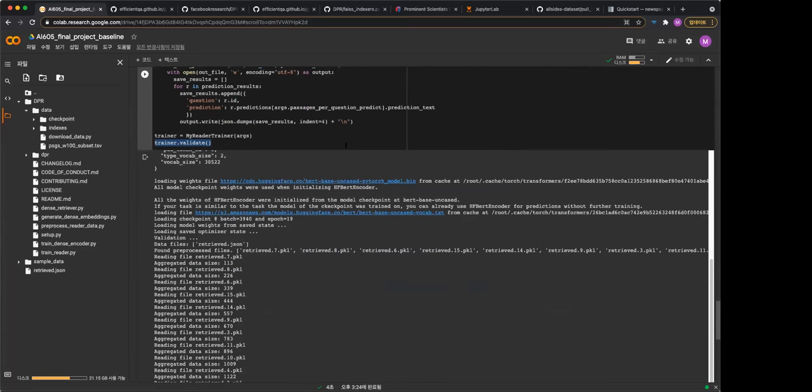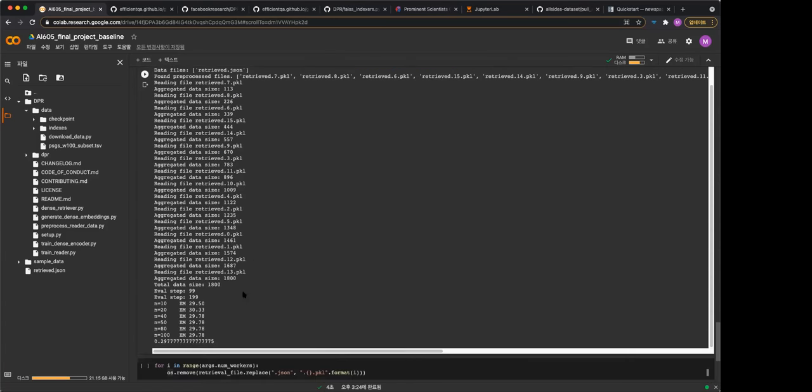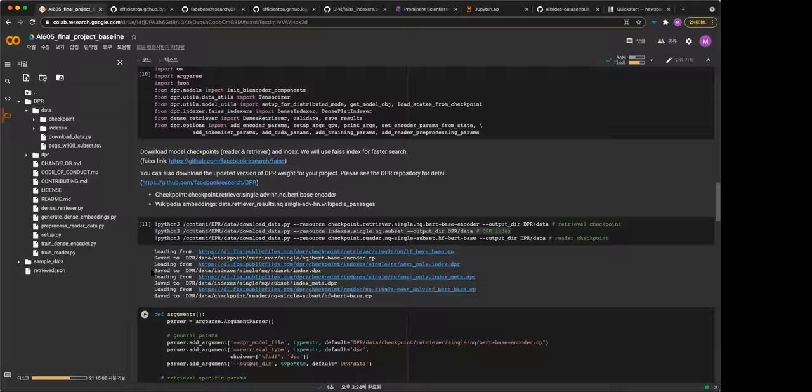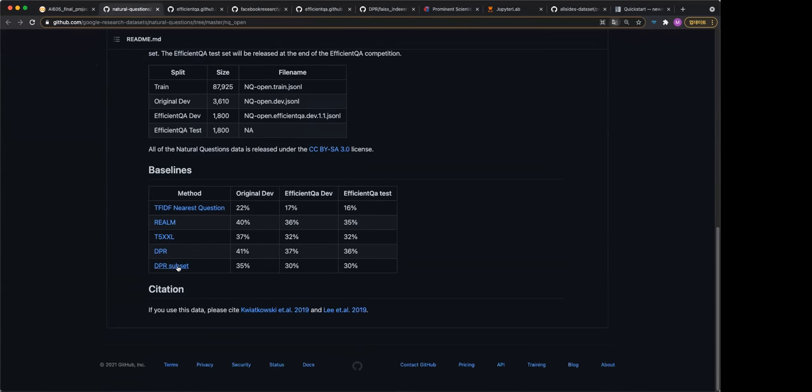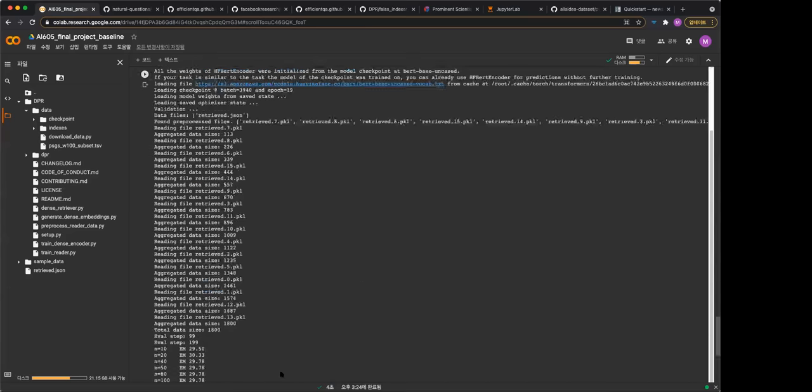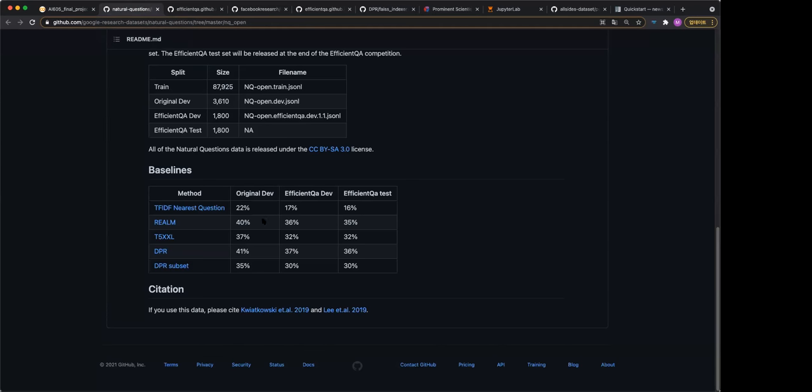And it takes quite a long time, about 40 to 50 minutes, and you can finally get the final EM score for your model. And this score is almost 30%, and it is the same as the baseline presented in the Natural Questions Open dataset. You can find the results of this dataset here. And the baseline for this Colab is this, and our development dataset is this EfficientQA dev. So your baseline performance is 30%, as you can see here. And when you use the full Wikipedia, you can get 37%. And when you use another model, you can get this amount of performance.